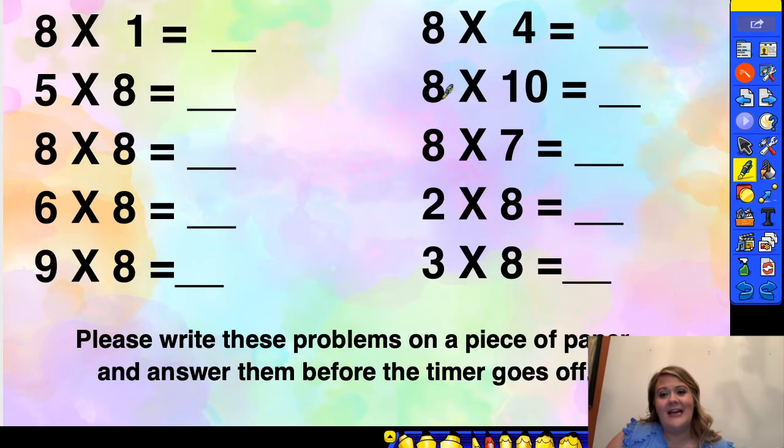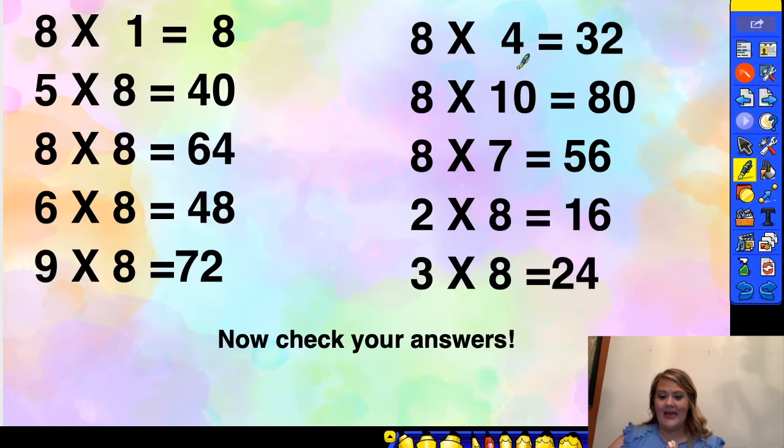Alright, the time is up, and so now what we're going to do is go over them. Your first problem is 8 times 1. Well, 8 times 1 equals 8. 5 times 8 equals 40. 8 times 8 equals 64. 6 times 8 equals 48. 9 times 8 equals 72. 8 times 4 equals 32. 8 times 10 equals 80. 8 times 7 equals 56. 2 times 8 equals 16, and 3 times 8 equals 24.